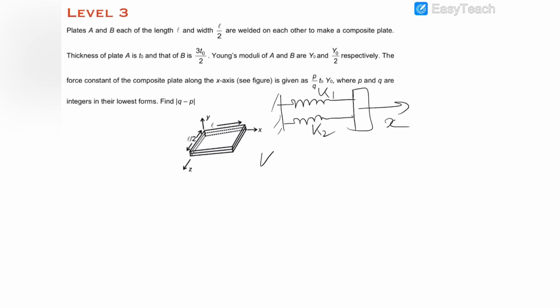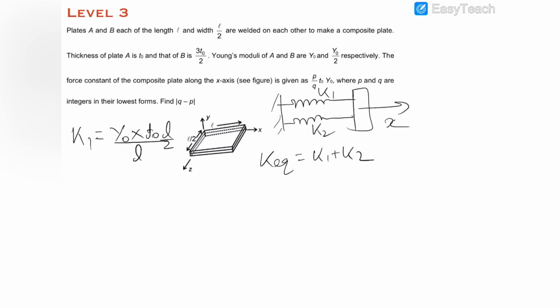So in parallel combination, K equivalent is equal to K1 plus K2. Now K1 is gamma A by L, and gamma for plate A is gamma naught. Its area would be the area of cross section. Now you should imagine that plate A has a thickness of T naught and its cross sectional length is L by 2. So its area should be T naught into L by 2, and its length is L.